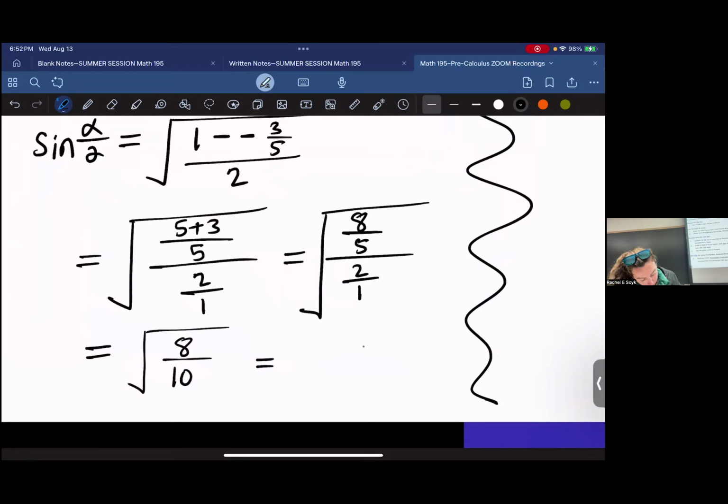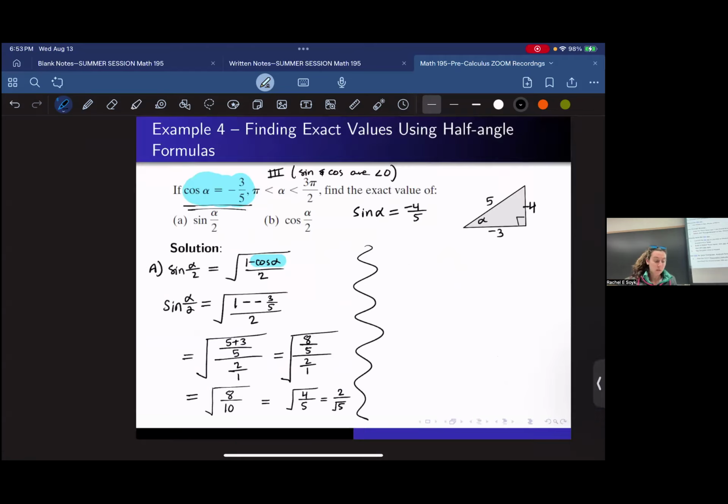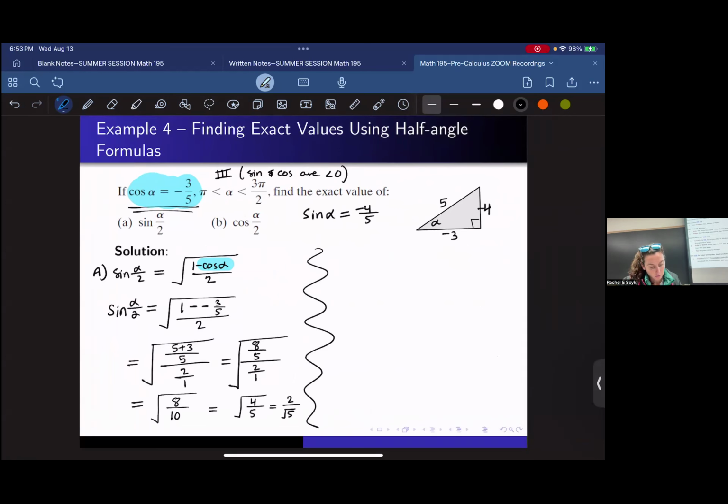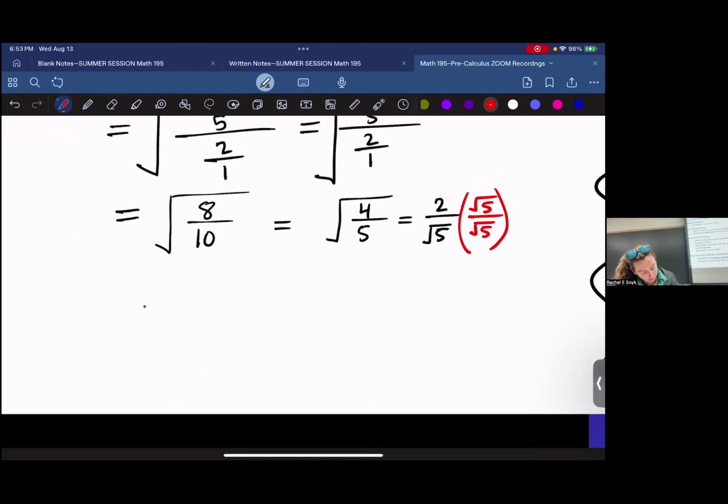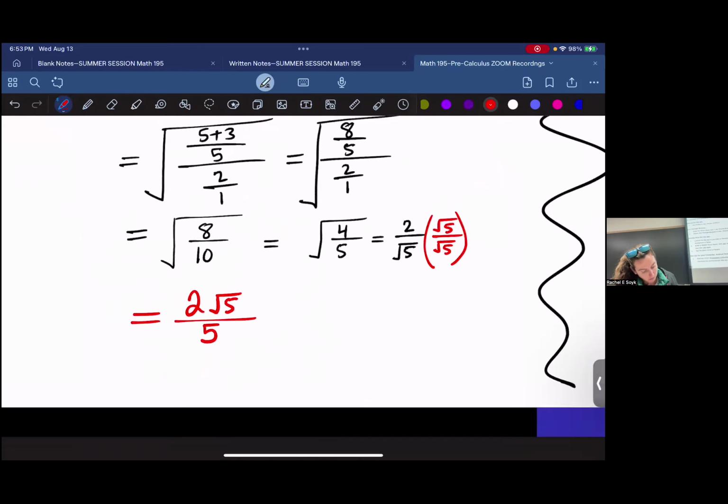Which is reduced to the square root of 4 over 5, which is just 2 over square root of 5. And then we should really rationalize the denominator. So let me shrink this a bit. Multiply by square root of 5 over square root of 5. And so our final outcome is 2 square root of 5 over 5.